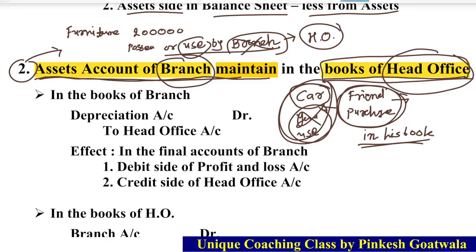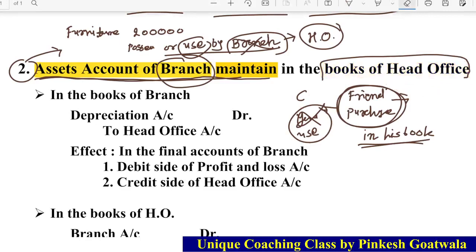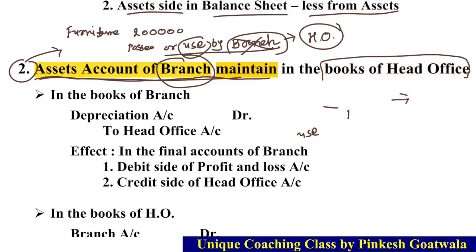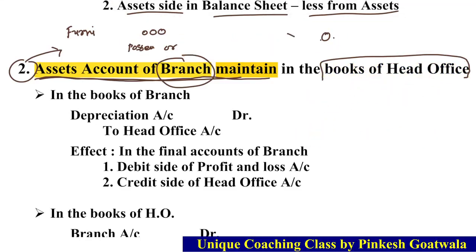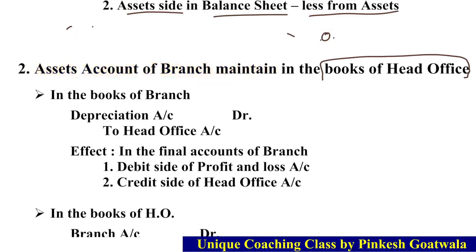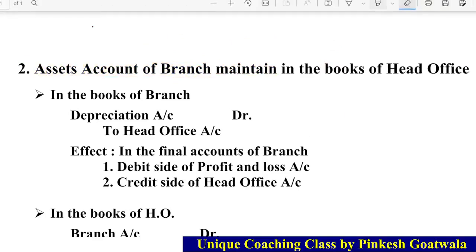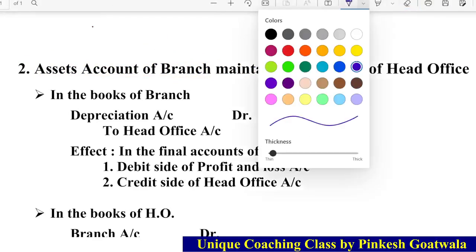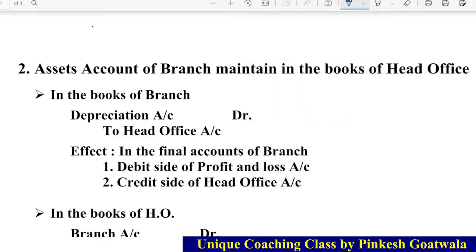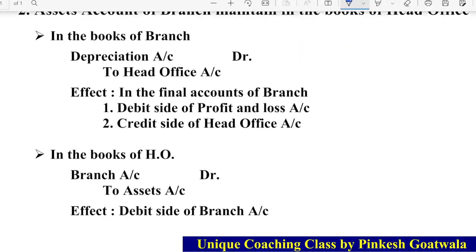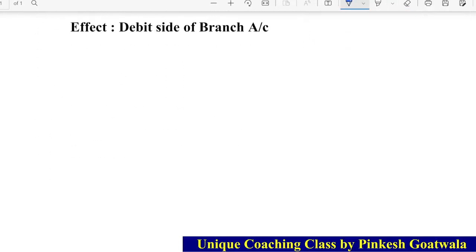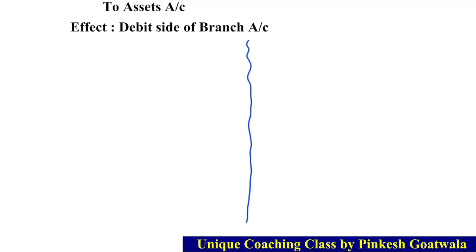So now here the important point is, what will be the effect of depreciation in this case. In such cases, if depreciation comes, what will be its effect? So here the effect will be given on both books, means the effect will come in the books of head office and also in the books of branch. So let's understand what will be the effect in the books of head office as well as in the books of branch. First of all, let's think about the books of branch.